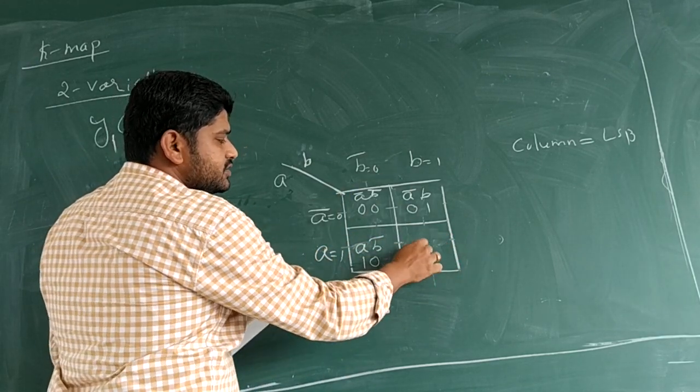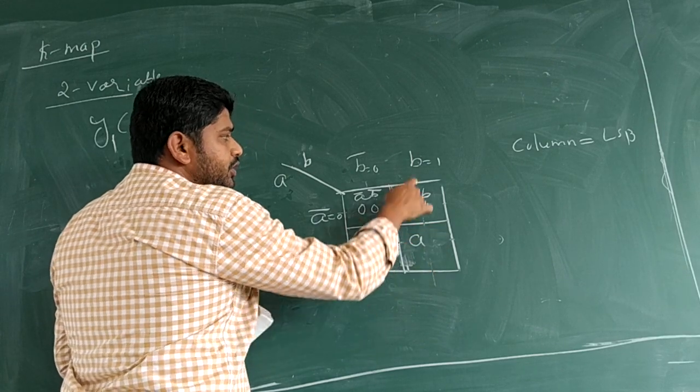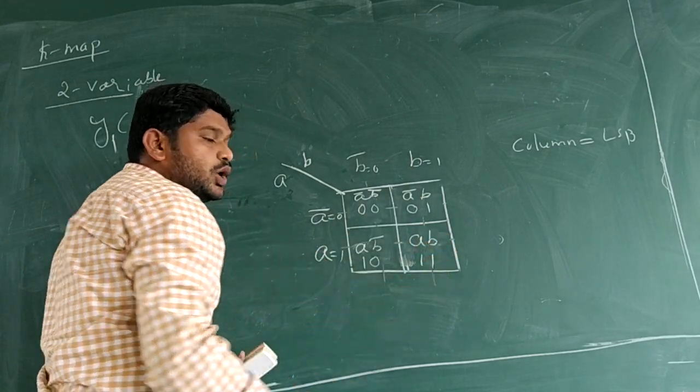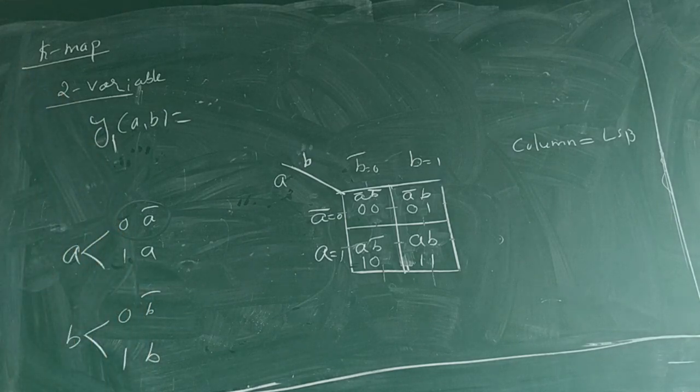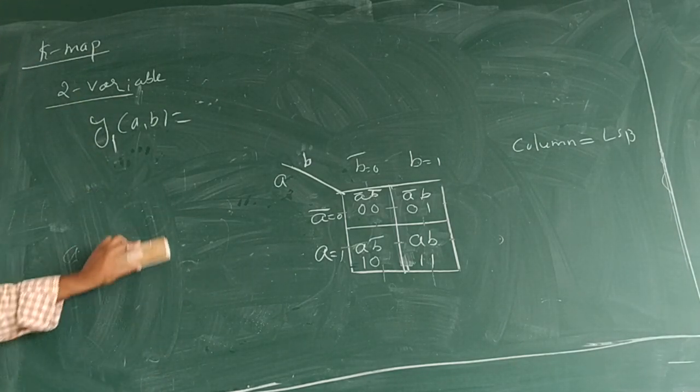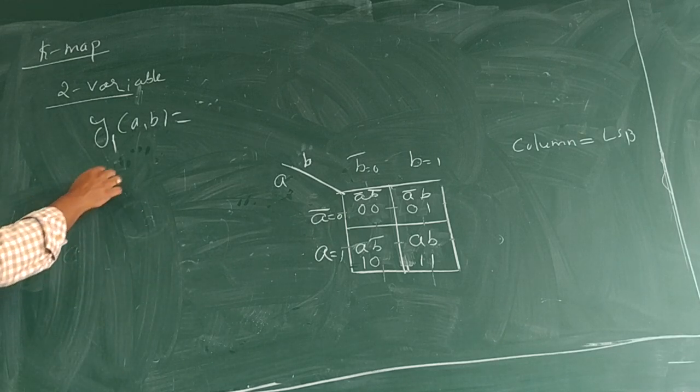What is A occurrence? A. B occurrence? B. Means no complements in both the horizontally and vertically. Means column wise and row wise. So you remember the table?